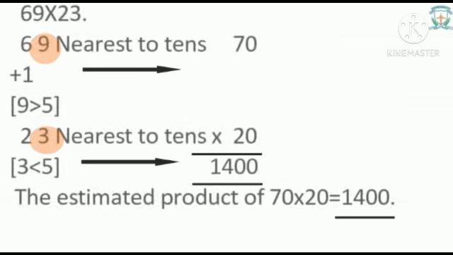Example 2. 69 into 23. 69, here 9 is greater than 5, so we add 1 to the tens place. Nearest to tens is 70. Next number is 23. Here 3 is less than 5, so we retain the same number in the tens place. So nearest to tens is 20. The estimated product of 70 into 20 is 1400.